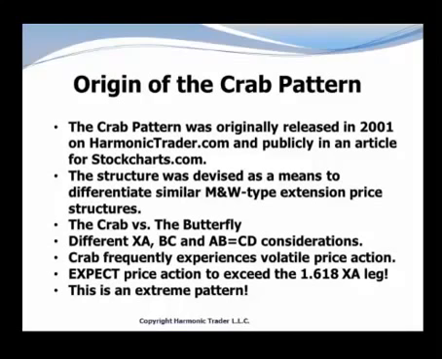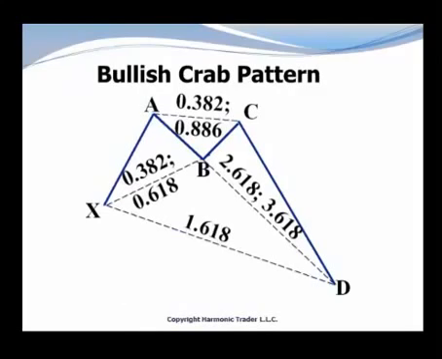Crab pattern basics. Now we're looking at the crab pattern. We're looking at an M or W type structure that possesses a B point that ranges from a .382 to a .618 retracement of the XA leg. Remember, the butterfly had a .786 at its B point. But for the crab, we allow a bit more variation, looking for any B point that is at or below a .618 of the XA leg.